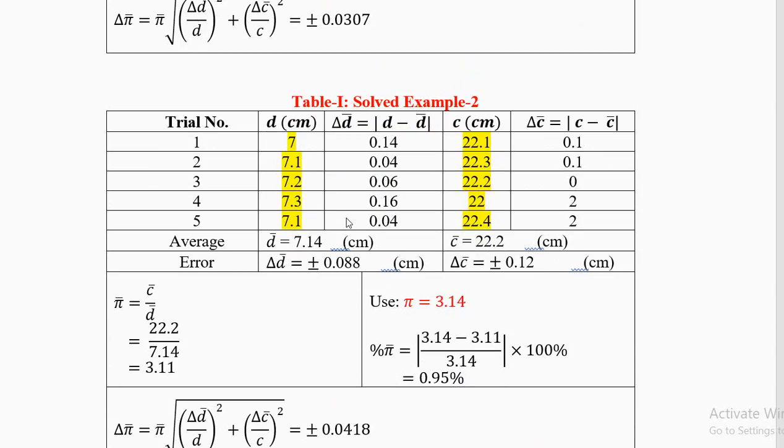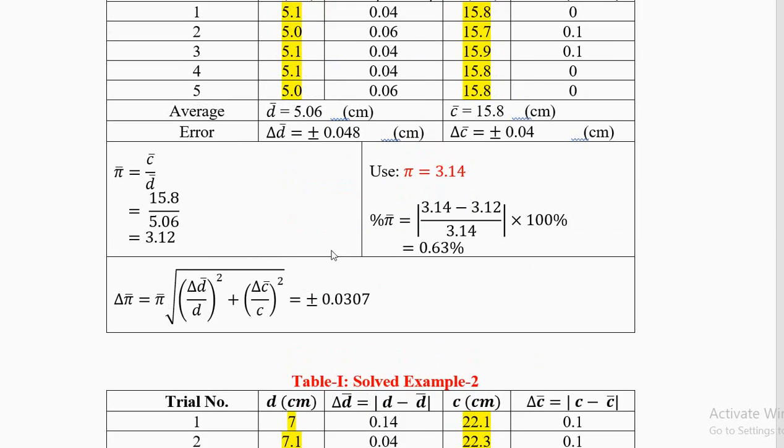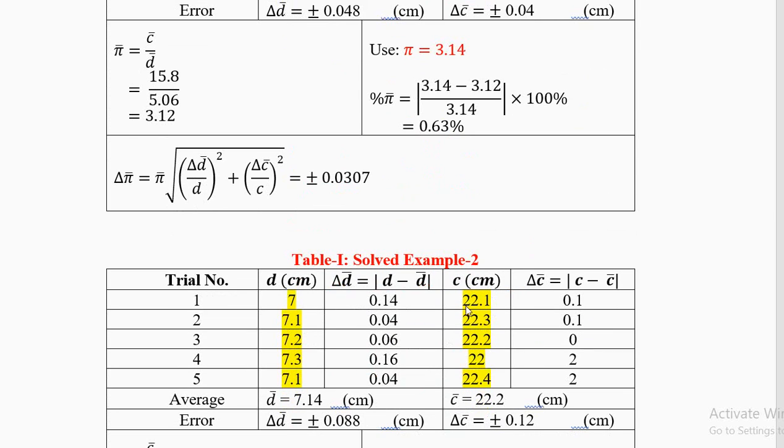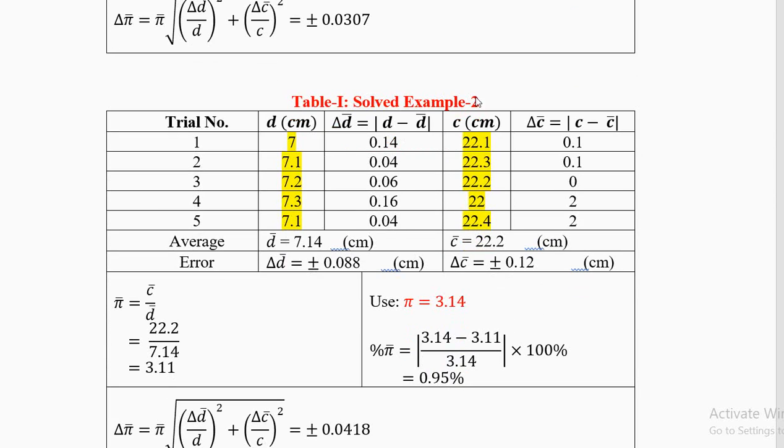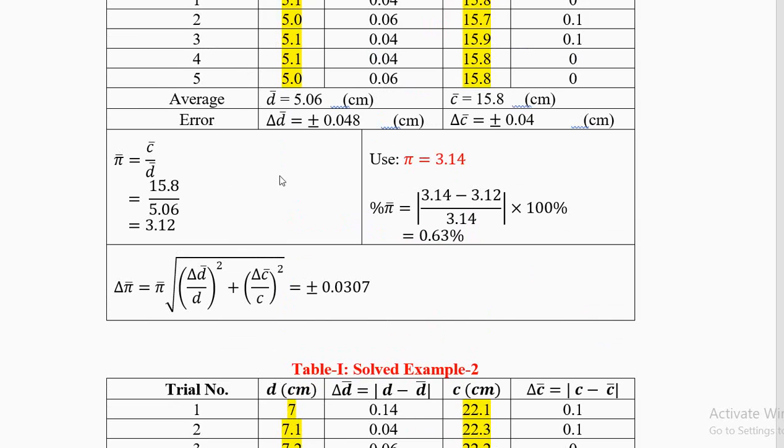Here is another example of pi calculation. The diameter is changing, it is bigger, so the circumference will also become correspondingly bigger. So this is example 2 for the calculation of pi. Same table, only the numbers are changing.